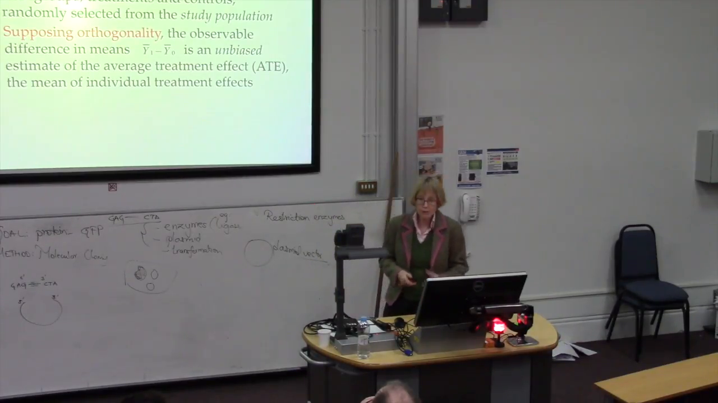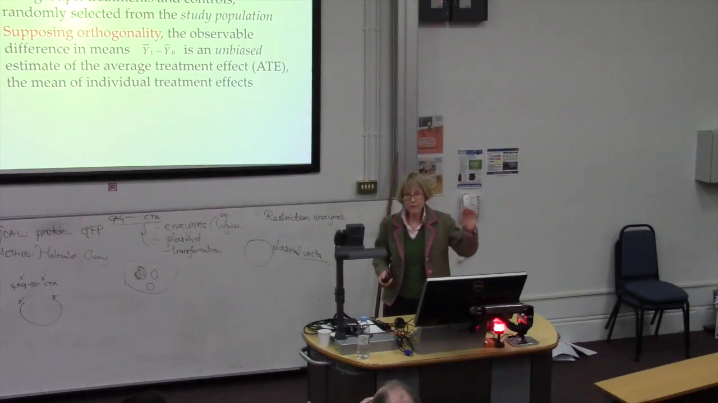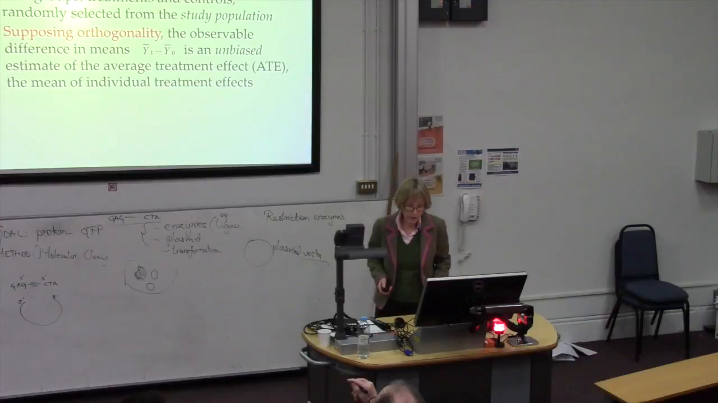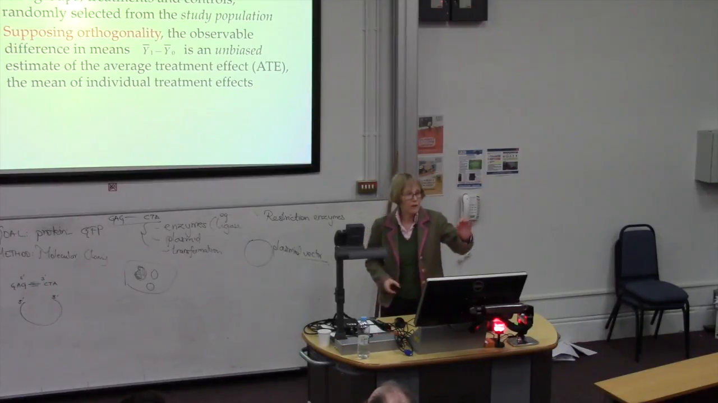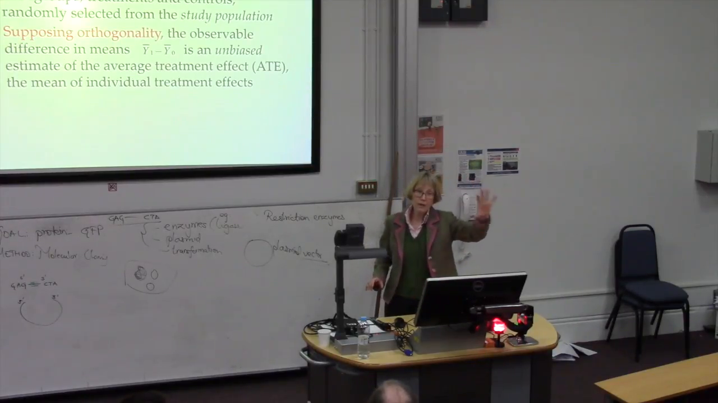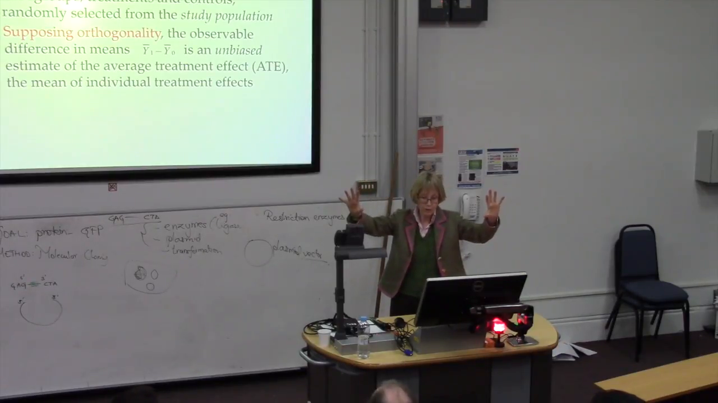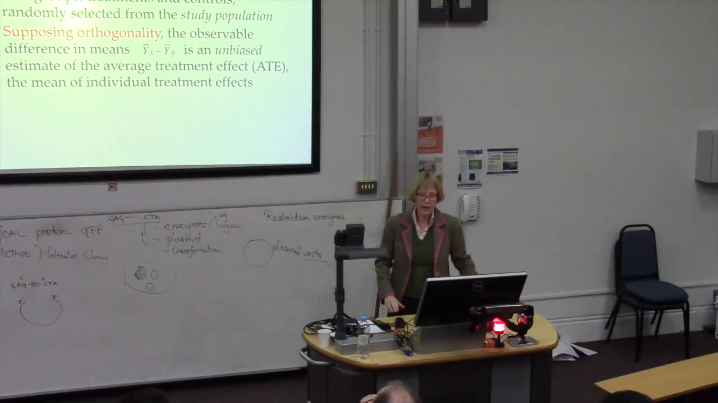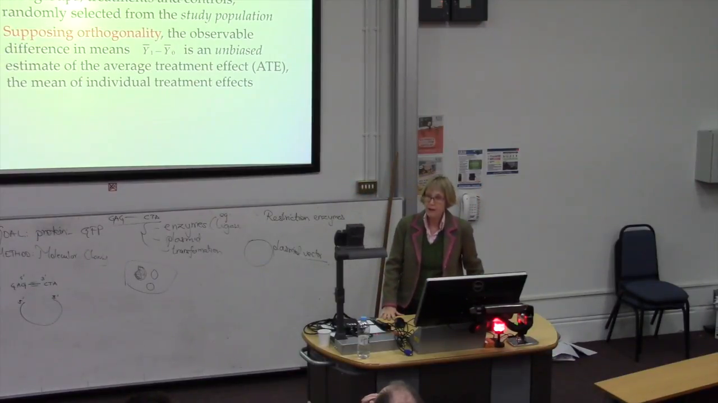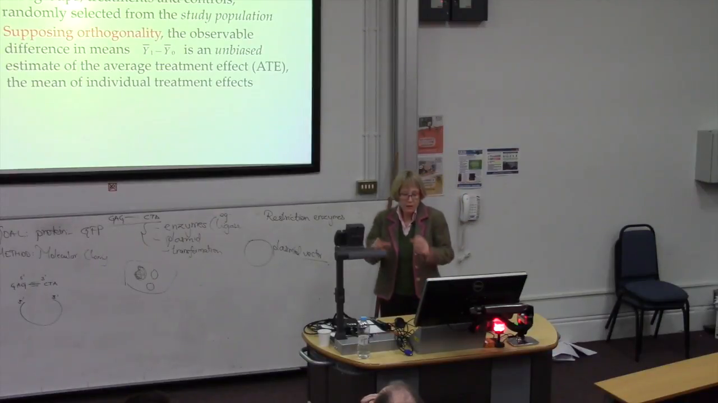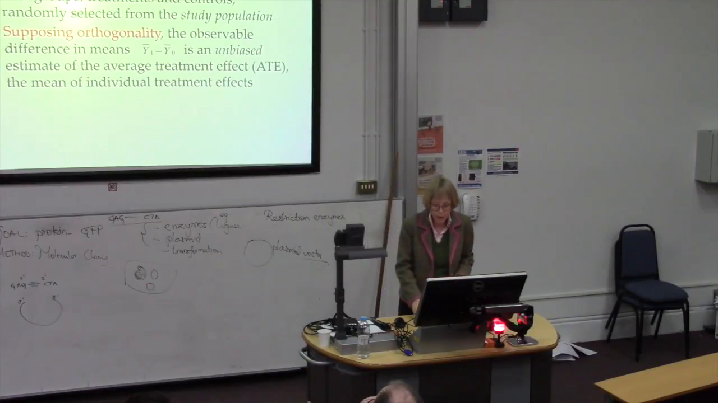So we have two groups, randomly assigned a treatment and control. Now, if this orthogonality condition is satisfied, if you take the mean outcome in the treatment group and the mean outcome in the control group, that's an unbiased estimate of something called the average treatment effect. The average treatment effect is the average of individual treatment effects.